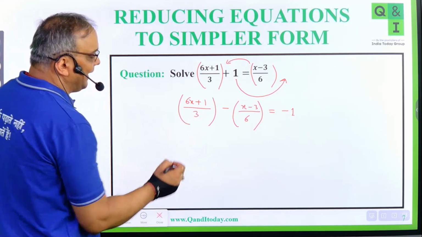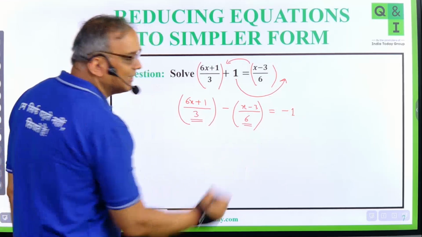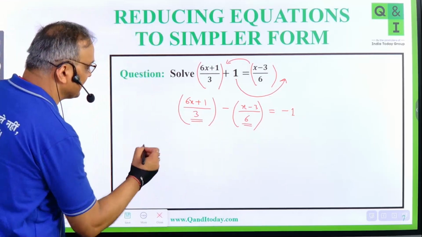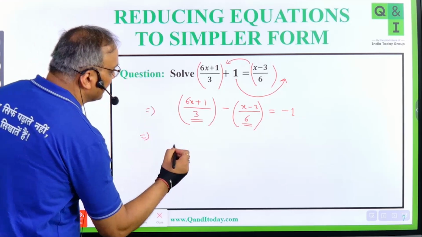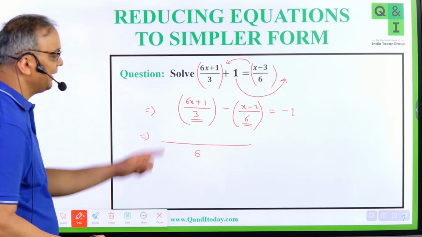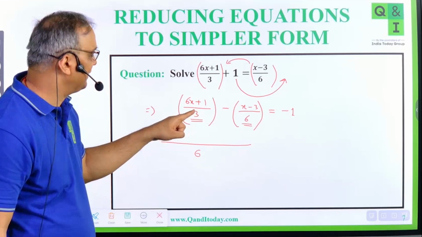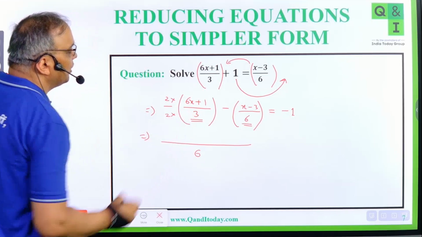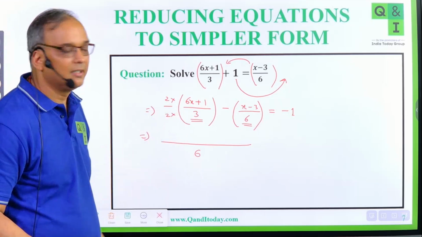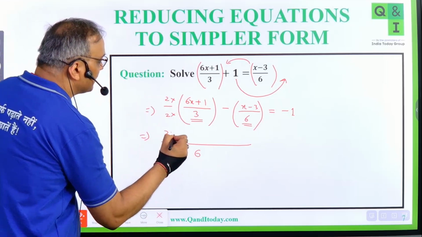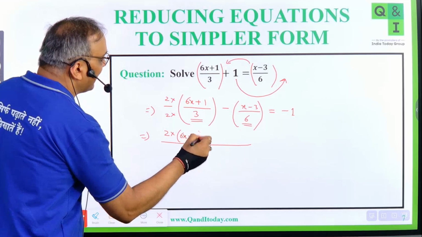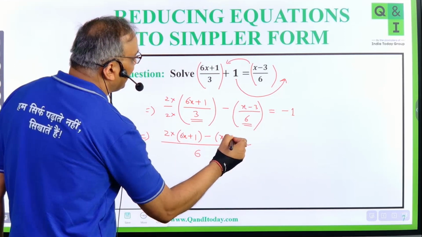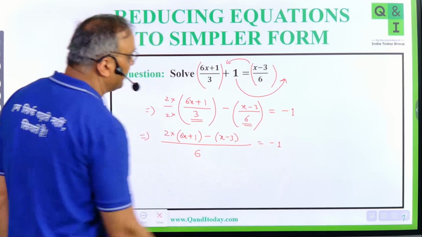Now, the LCM of 3 and 6 is 6. Let us convert both terms to the common denominator 6. So what we are going to get here is the LCM as 6, and because here we have 3 as denominator, we will multiply both numerator and denominator by 2 to get 6 in the denominator. So we have 2 times (6x plus 1) minus of (x minus 3) is equal to minus 1.